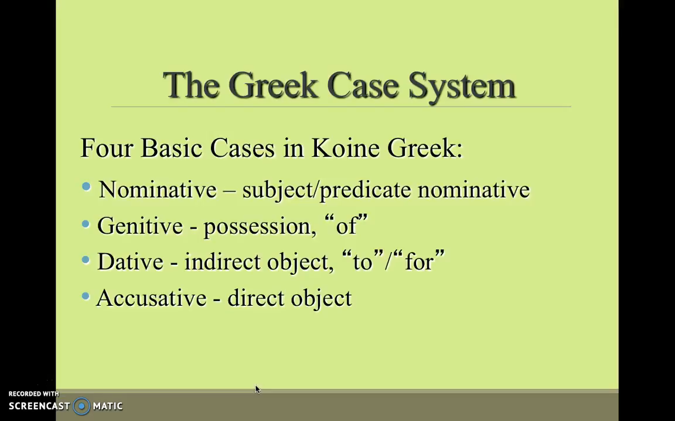There are four basic cases in Greek, okay? And some of these are similar to English. There is a nominative case, which, when we hear nominative, is referring to the subject of the sentence. Now, there are times where the nominative occurs at the end of the sentence, and it often is combined with a to be verb. In that instance, you can have a predicate nominative as well. The genitive case is typically of possession.